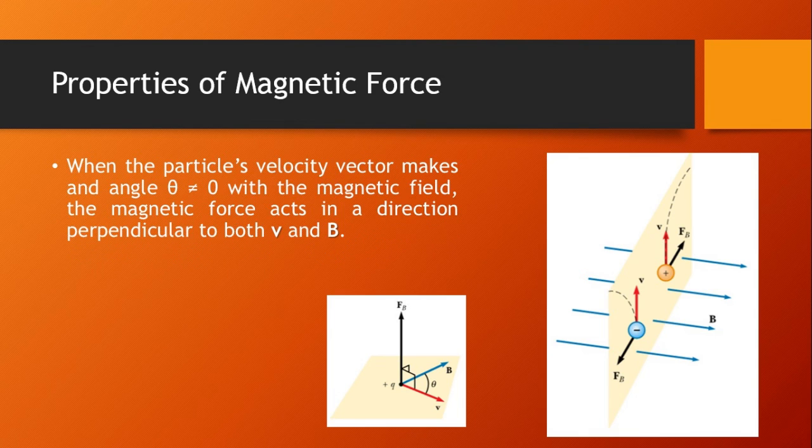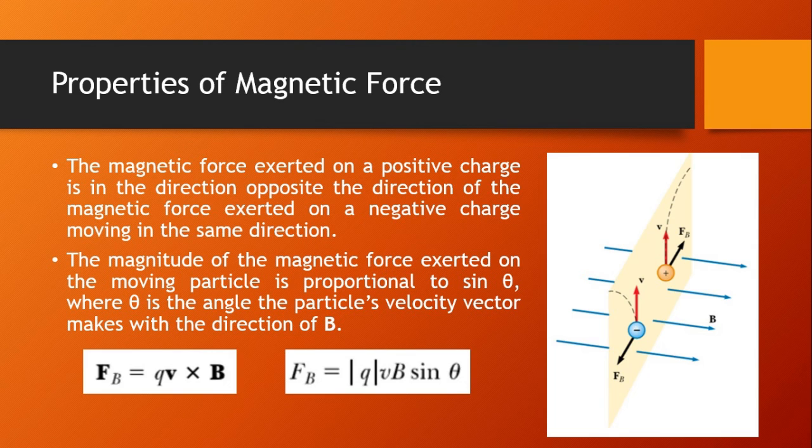When the particle velocity vector makes an angle theta, which is not equal to zero, with the magnetic field, the magnetic force acts in a direction perpendicular to both v and B. The magnetic force exerted on a positive charge is in the direction opposite the direction of the magnetic force exerted on a negative charge moving in the same direction.